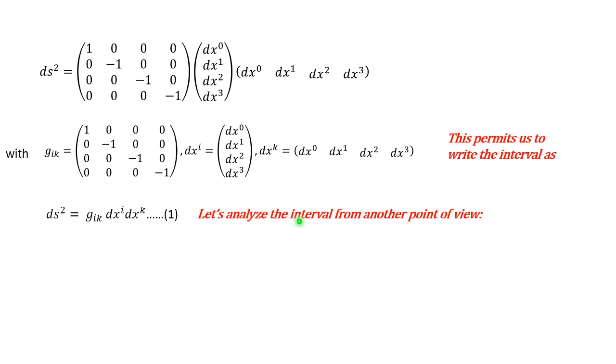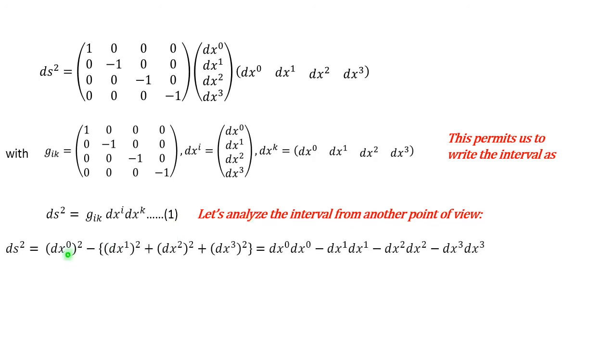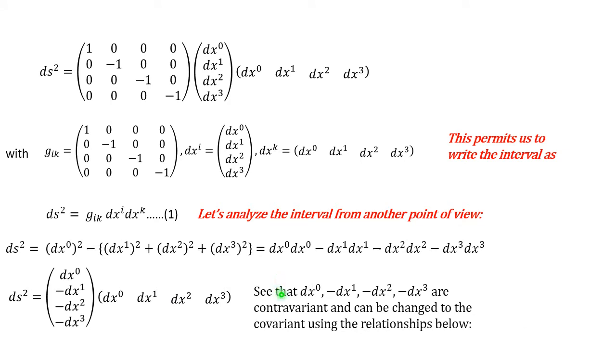Let's analyze the interval from another point of view. Again, ds squared equals (dx0)² minus (dx1)² minus (dx2)² minus (dx3)², which is still the same as dx0 minus dx1 minus dx2 minus dx3. Now we have ds squared equals this matrix times this matrix. We've seen that dx0 minus dx1 minus dx2 minus dx3 are contravariant and can be changed to the covariant using the relationships.